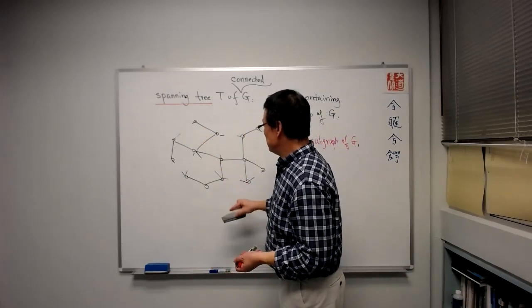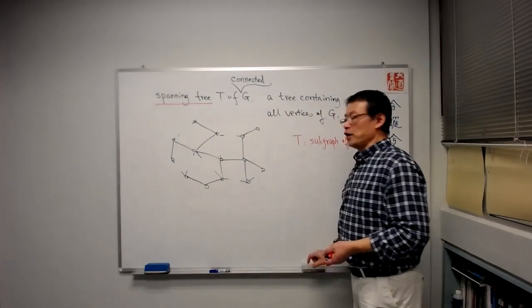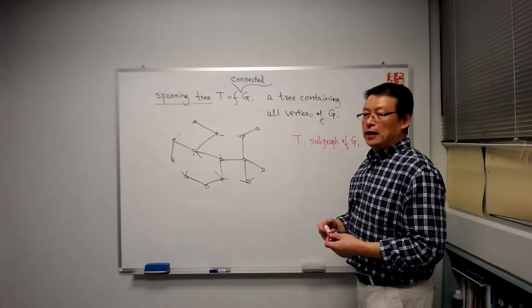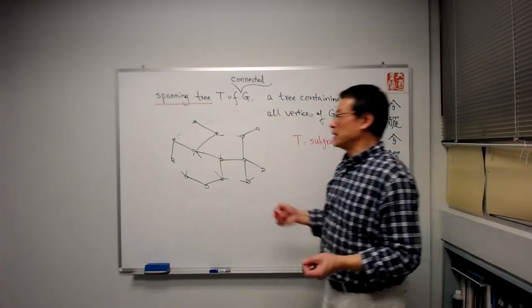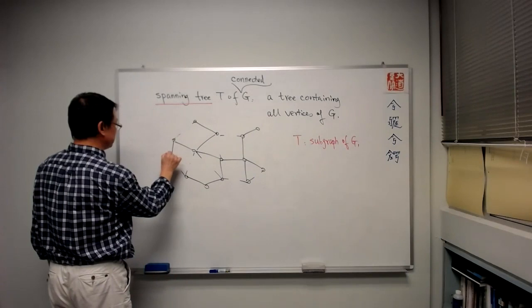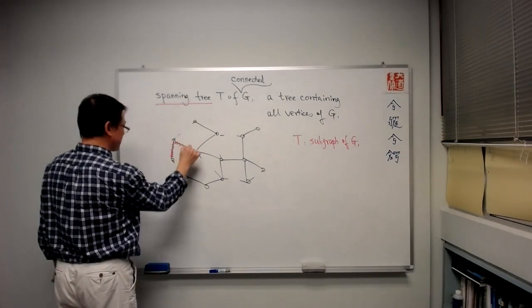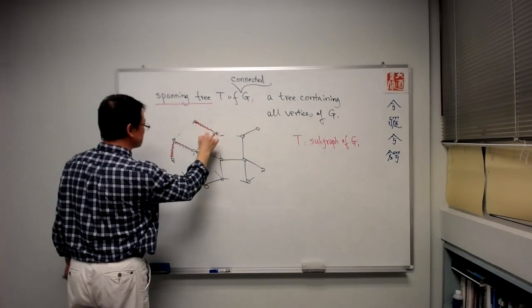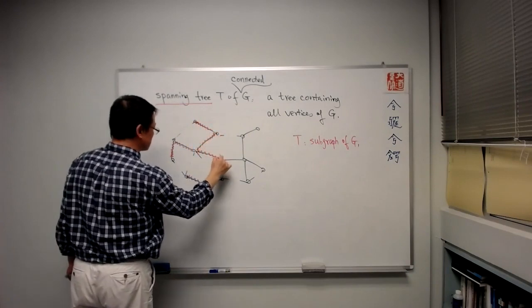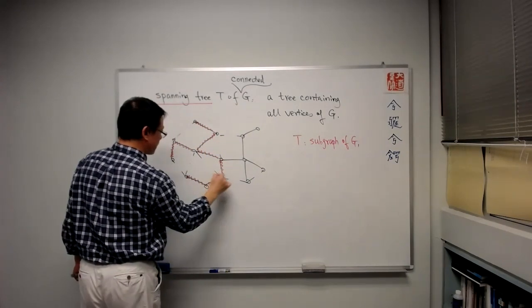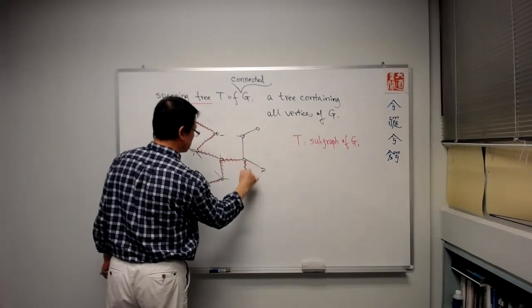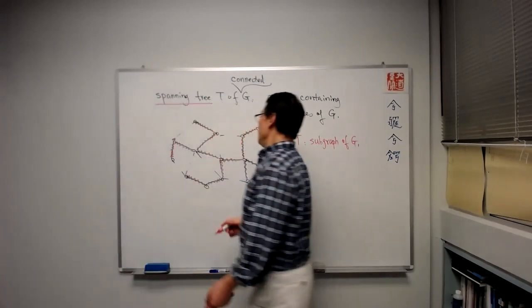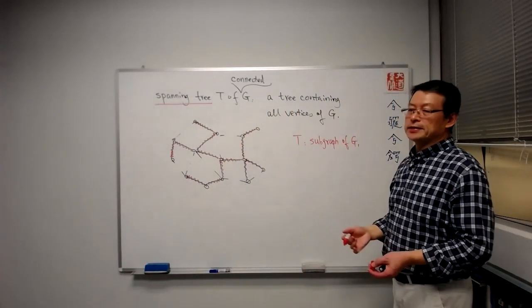Now every edge is a cut edge. These edges form a spanning tree.